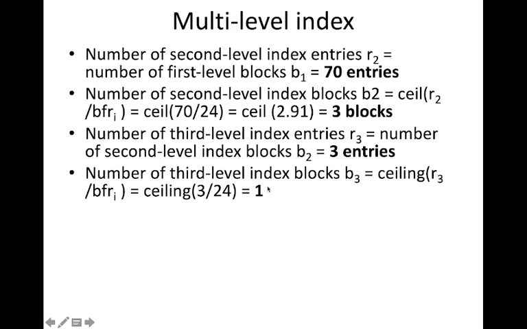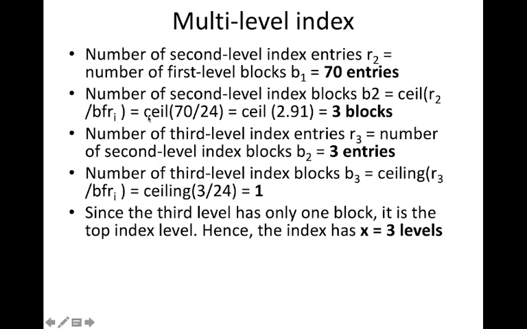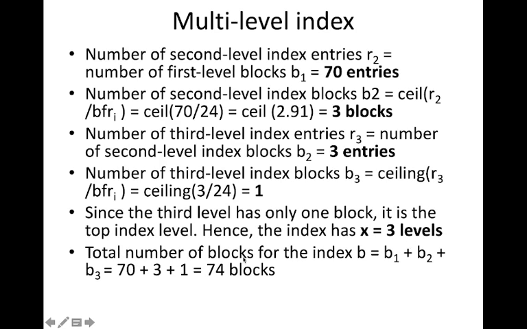So we require 1 block for the third level, then 3 blocks for the second level, and 70 blocks for the first level. And for the data file, 1667 entries. Since the third level has only 1 block, it is at the top level. So the index has 3 levels. We can say that in multi-level indexing, we have 3 levels. So the total number of blocks required for the index is B1 plus B2 plus B3, so 70 plus 3 plus 1.